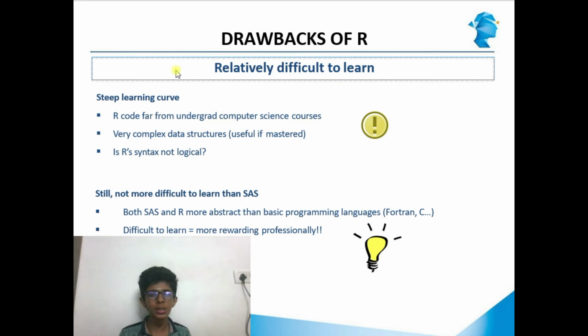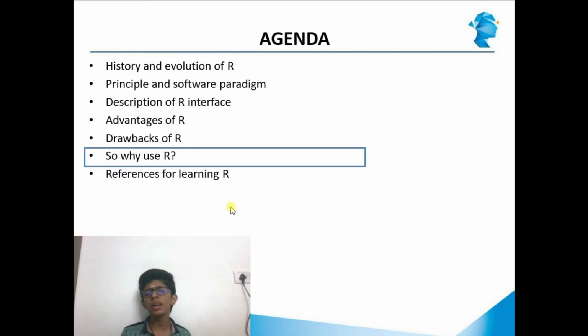And relatively difficult to learn. What, it is difficult to learn? Yes. R code is for an undergrad computer science course, and has a very complex data structure, useful if mastered, and R syntax is not logical. Both SAS and R are more abstract than programming languages like Python and C, difficult to learn, but more rewarding professionally.